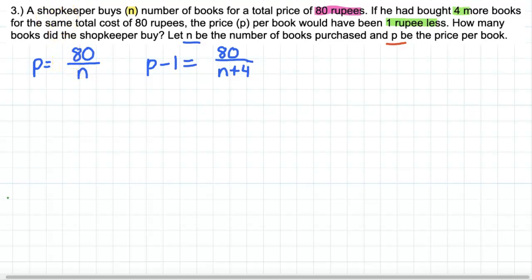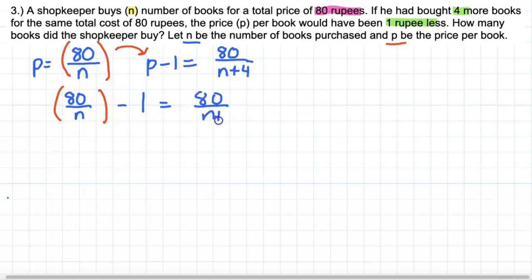The obvious choice is substitution, because we already have p isolated, and I can substitute that there. So we're going to have 80 over n, with a bracket because we're substituting for p, minus 1 equals 80 over n plus 4. Now we don't have p as a variable. So what are we going to do? I'm going to set this all equal to 0, multiply by the lowest common multiple of the denominators, and it's probably going to be a quadratic. We love those.